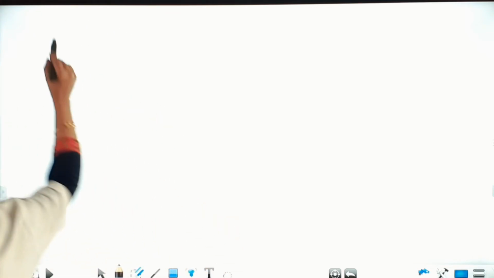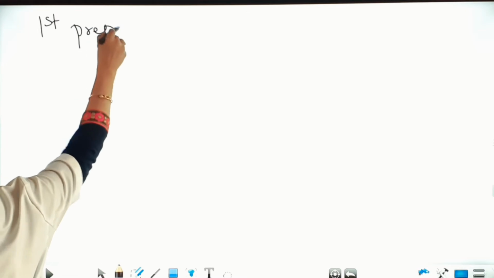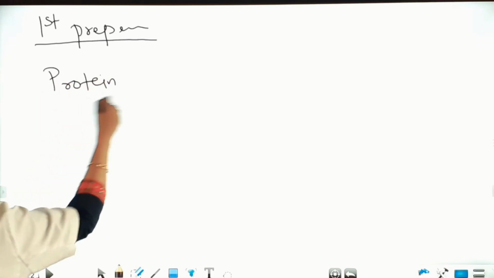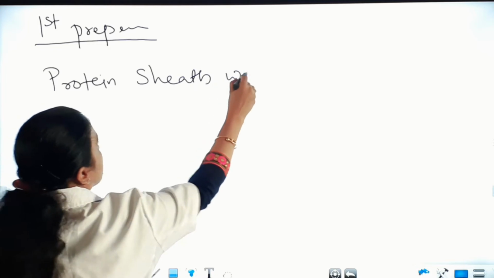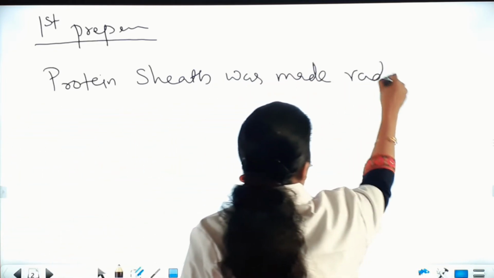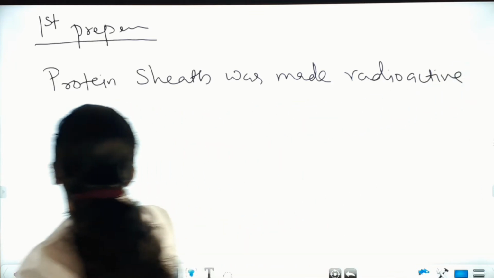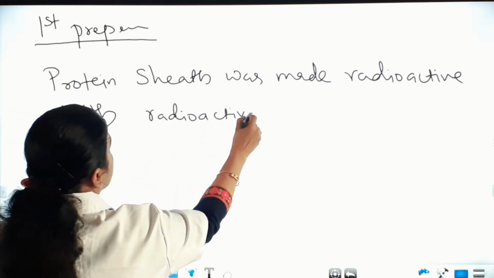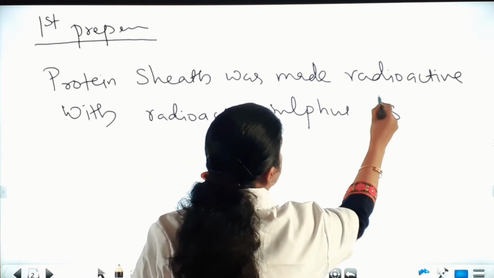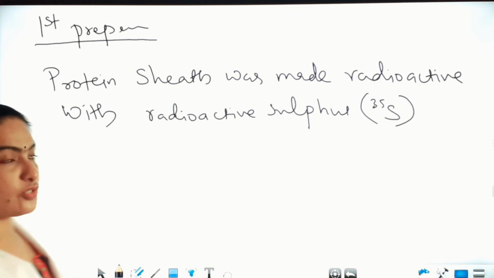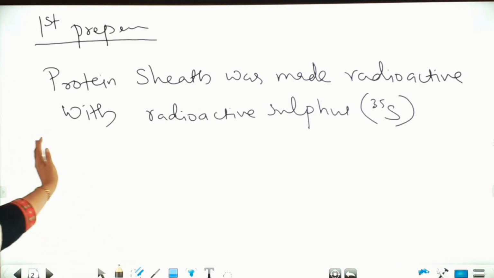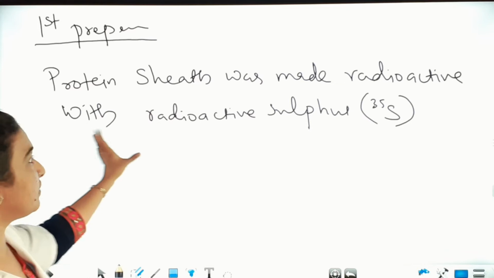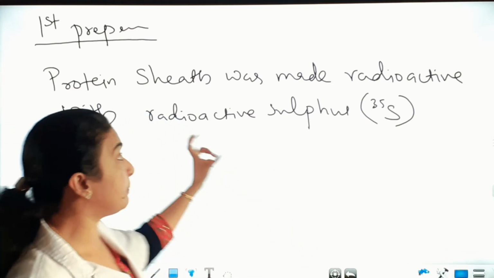So the two preparations. In the first preparation, the protein sheath was made radioactive with radioactive sulfur, that is S35. Okay, so in the first preparation, some bacteriophages were taken. The protein sheath of those bacteriophages was made radioactive with the radioactive sulfur. That is the first preparation of bacteriophage.